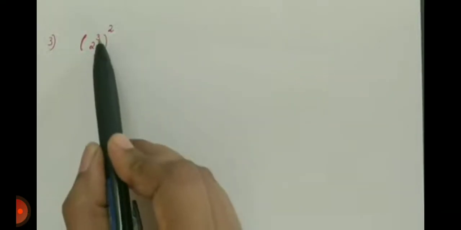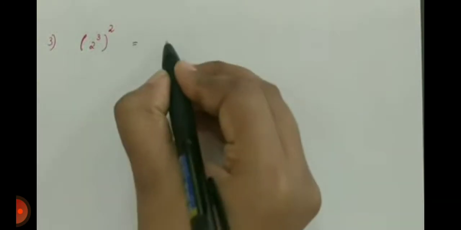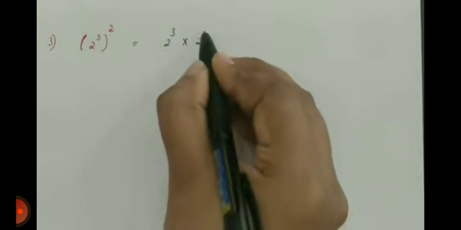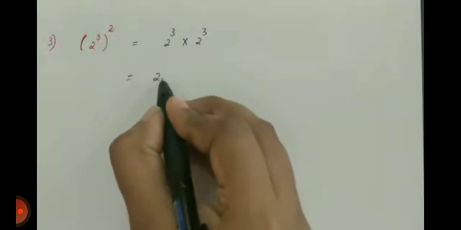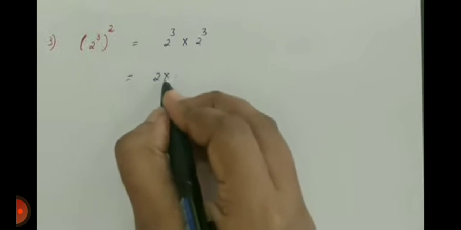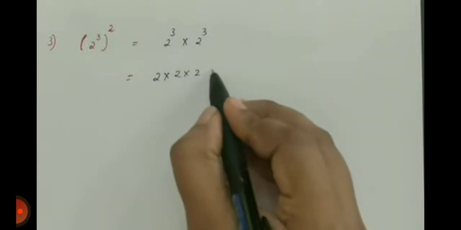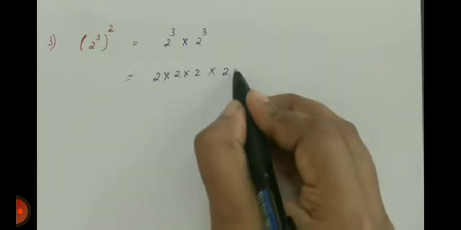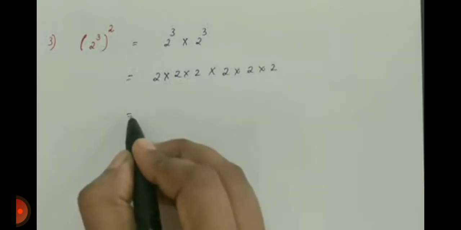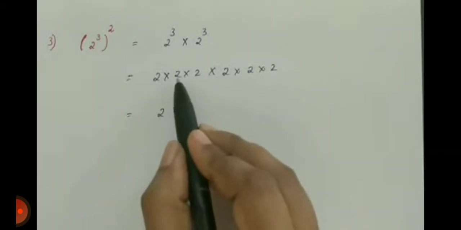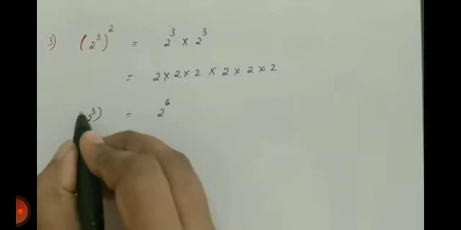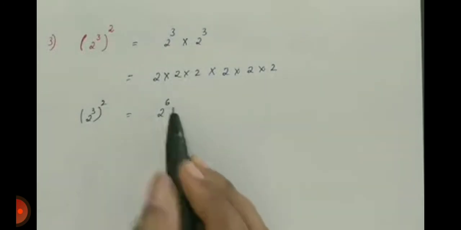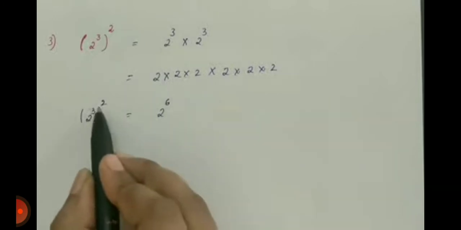Third one: 2 to the power of 3 whole power 2. In expanded form, we can write it as 2 to the power of 3 into 2 to the power of 3, 2 times. Again, we can expand 2 to the power of 3 as 2 into 2 into 2, and 2 to the power of 3 as 2 into 2 into 2. It is equal to 2 to the power of 1, 2, 3, 4, 5, 6. Therefore, 2 to the power of 3 whole power 2 is equal to 2 to the power of 6. This is the same as 3 times 2, which is 6.